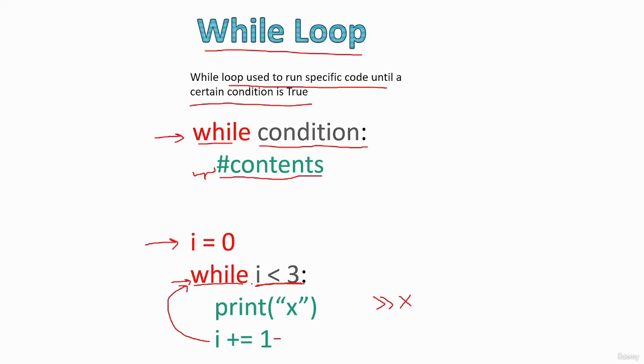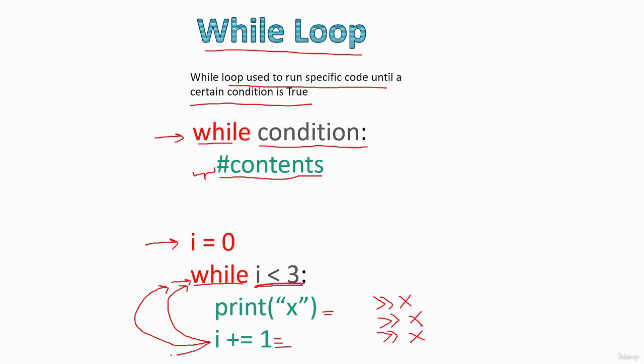Now i is equal to 1. It is still less than 3, so the condition is true. So it will print x again. It will add 1 to the i again. Then again it will go to the beginning. Now i is equal to 2. It is still less than 3. So the condition is still true. So it will print x again. It will add 1 to the i.